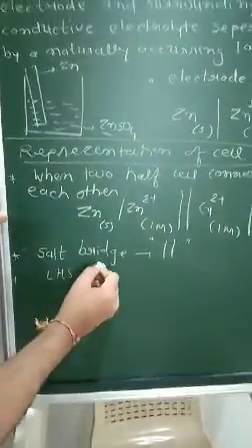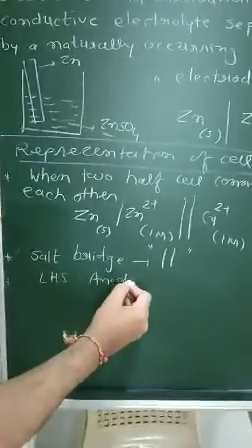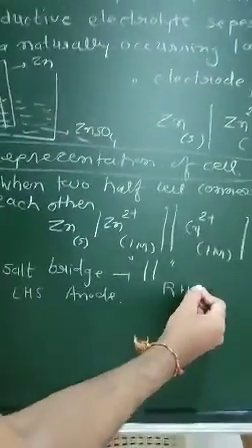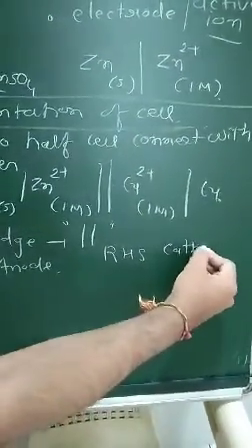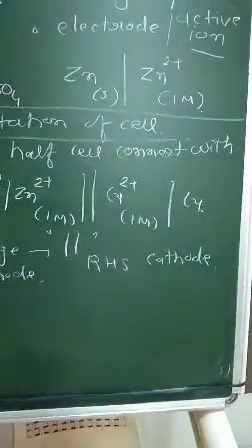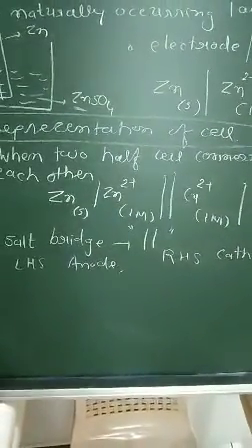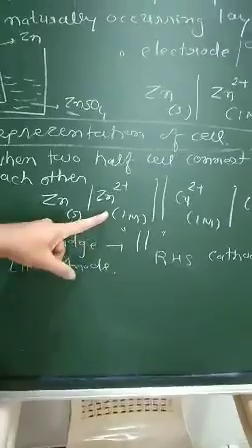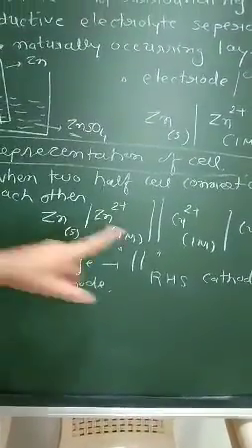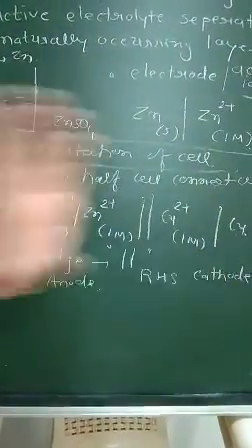Then the second point. This is the second important point. On the left hand side, on the basis of simple presentation, we have to put the anode on the left side of the salt bridge and the right side means cathode.